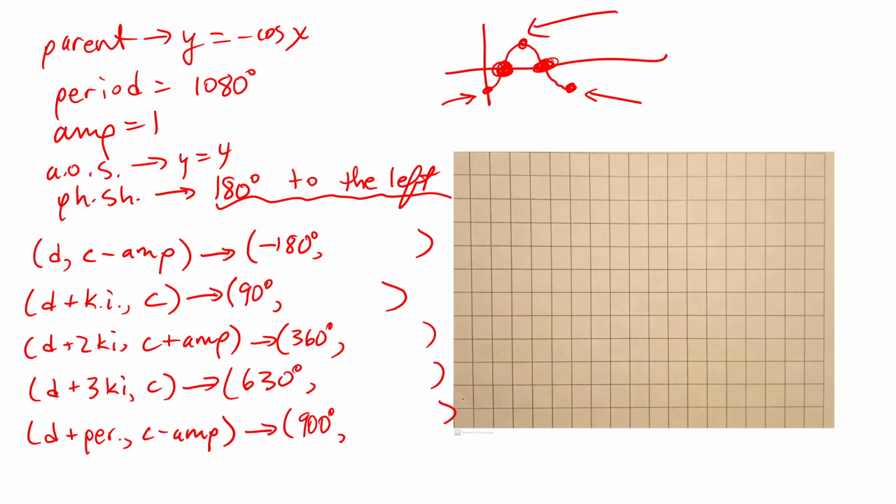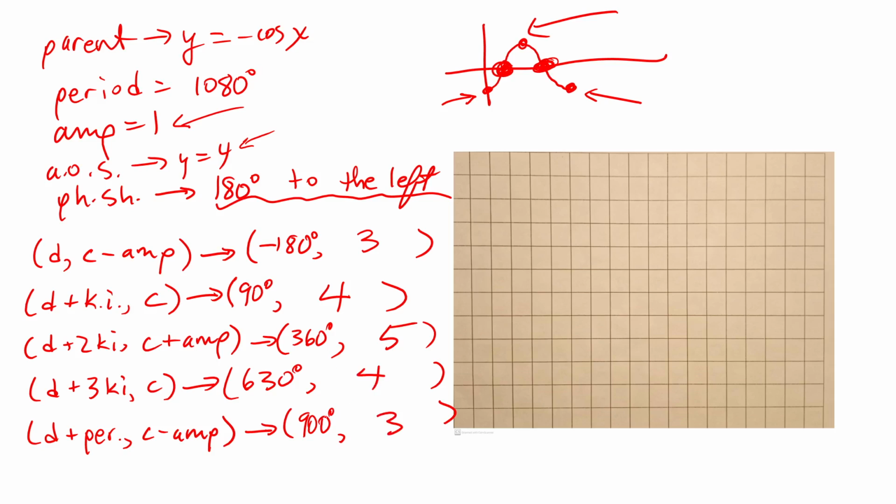Now, what are our y values? Well, our first y value is going to be c minus an amplitude. c is equal to 4, and the amplitude is equal to 1. So c minus an amplitude, 4 minus 1, is 3. Then c is equal to 4. c plus an amplitude is 5. c is 4 again, and c minus an amplitude is back down to 3.